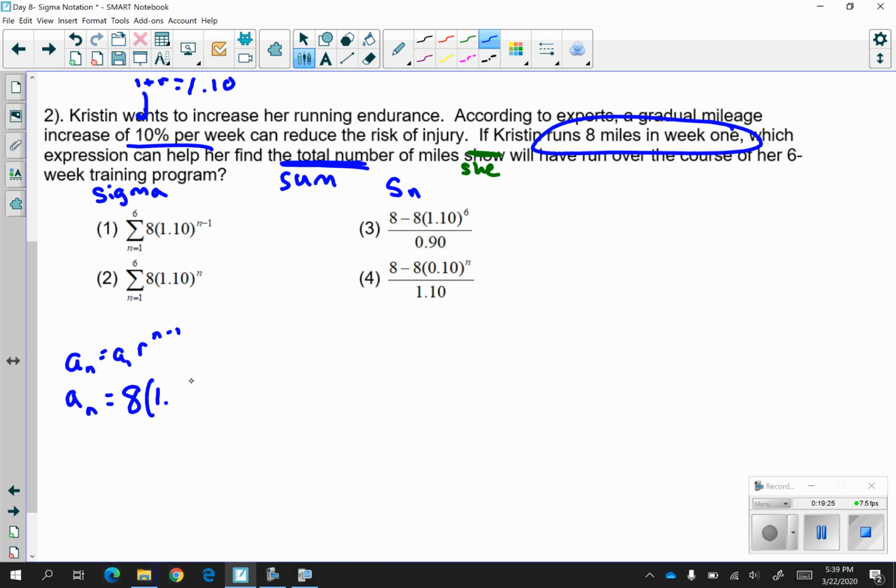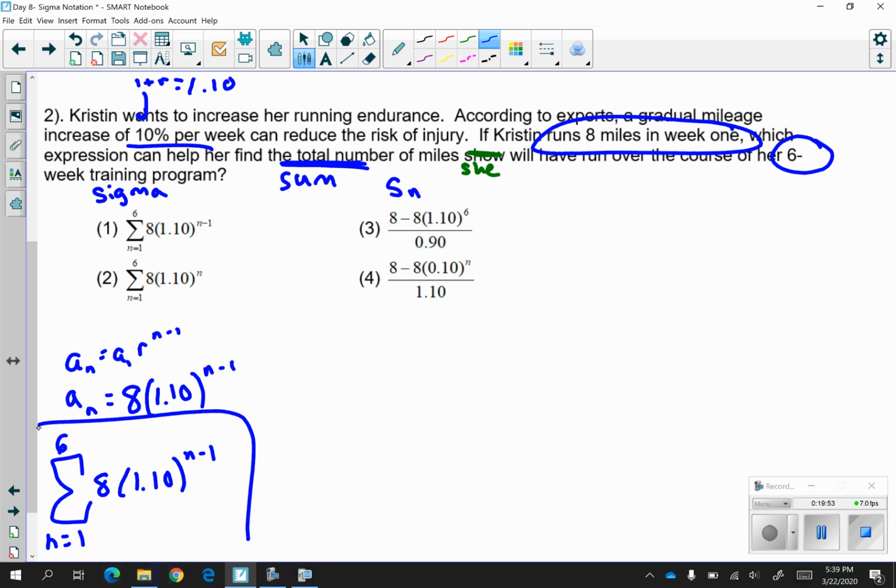Anyway, we put a 1.10 down here, or just 1.1 if you want, n minus 1. From there, we're starting at 1. She is running for how long? 6 weeks. So 6 up top with the 8 times 1.10, n minus 1. So this is what our answer should be if we were to use sigma notation. So you can see that this one is missing the n-1. That's no good. This one looks perfect. So we happen to get lucky on the first try.